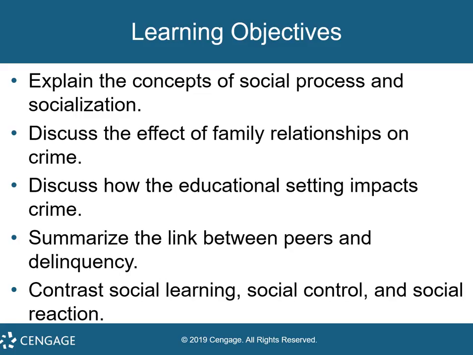We have a lot to cover. So what are we going to cover? Well, first we're going to take a look at the concepts of social process and define socialization. We will also discuss the effect of family relationships on crime, and discuss how the educational setting impacts crime. Does it or does it not? We will summarize the link between peers and delinquency, and then we'll finish up with contrasting these three different things: the social learning, social control, and social reaction theories themselves.